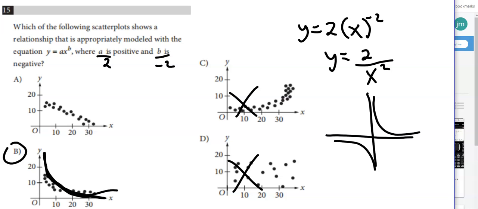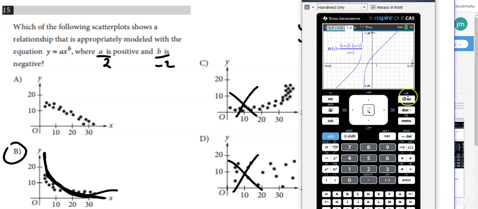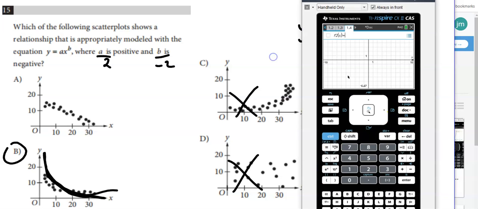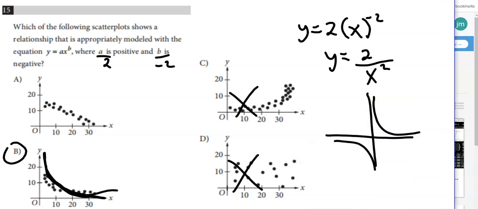Let's graph in our calculator, see what it actually looks like. 2 over x squared. Oh, so it does look like that. On the left, it actually looks like this. I forgot it's squared, so it's not going to have that look. But in the right quadrant there, it does have this kind of a look to it.